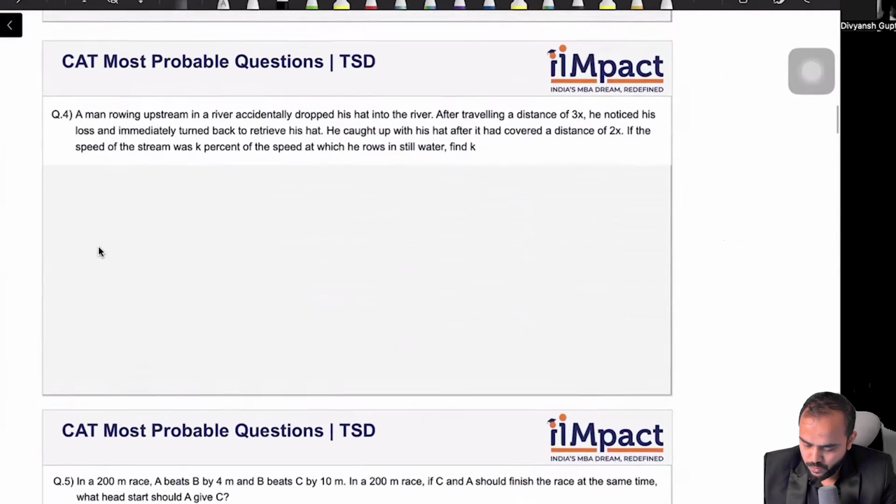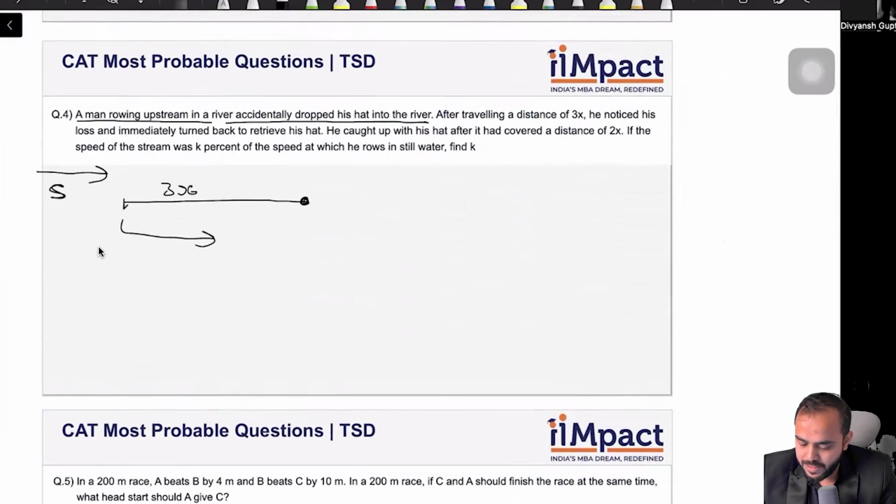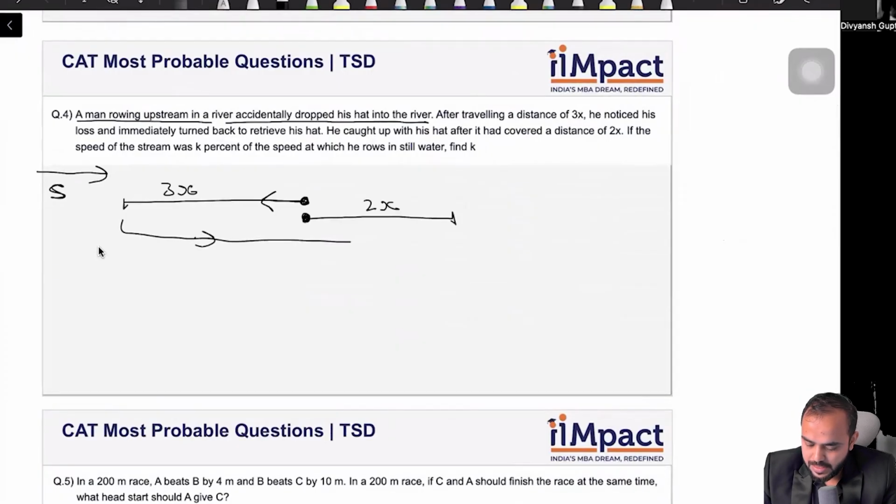Moving on, question number 4. A man rowing upstream in a river accidentally dropped his hat into the river. After traveling a distance of 3x, he notices his loss and immediately turns back to retrieve his hat. So the stream is going in right direction and you are initially traveling upstream, so you are going in the left direction. He caught up with his hat after it had covered a distance of 2x. So the hat was dropped here and it covered a distance of 2x, and then you caught up with it. So if the speed of the stream was k% of the speed at which he rowed in still water, we have to find the value of k.